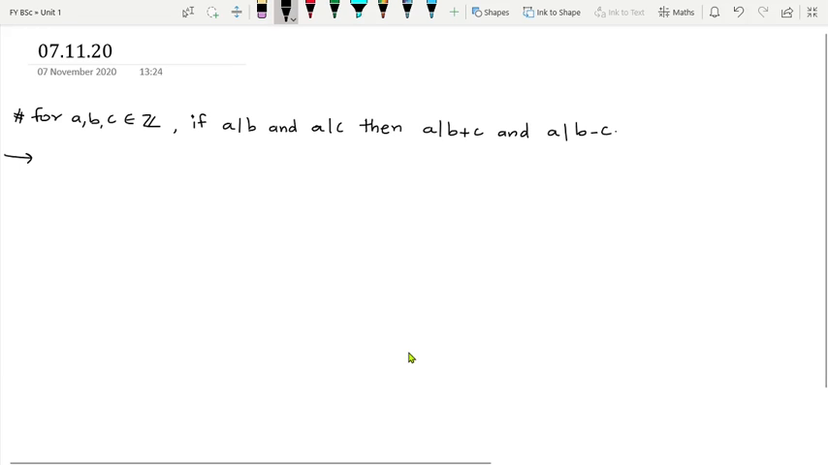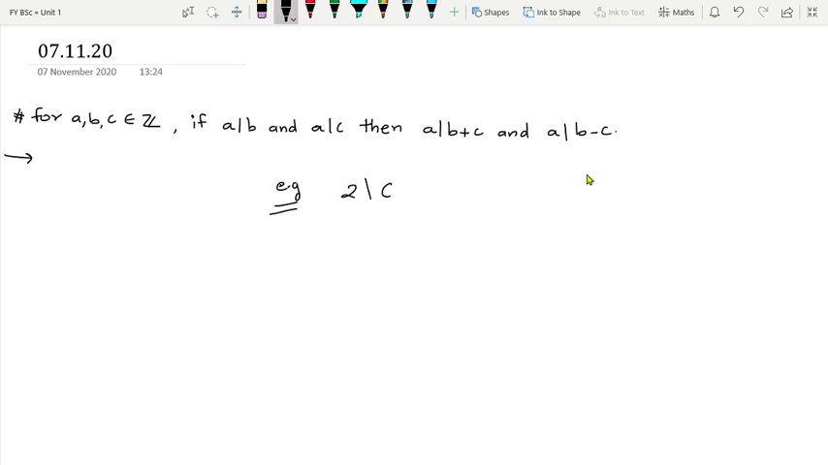So hello my dear students, today we are going to see a few more properties of divisibility. Here we are going to prove an interesting property. If A divides B and A divides C, then A also divides B plus C and A also divides B minus C. Let us think about one example, 2.